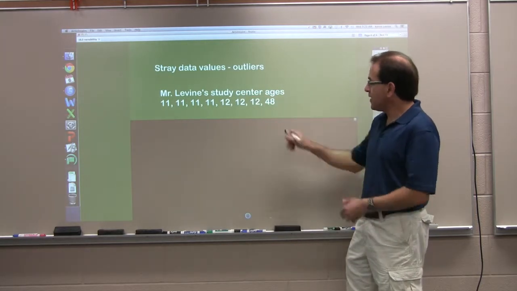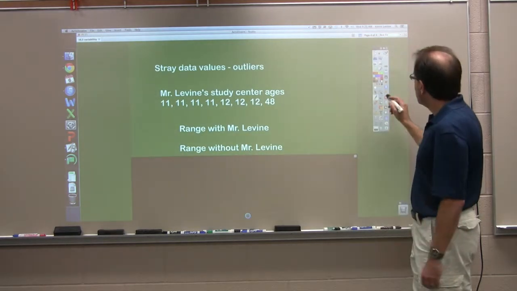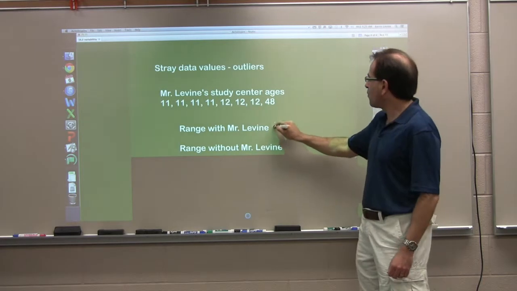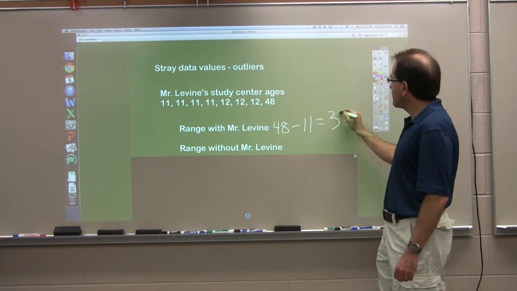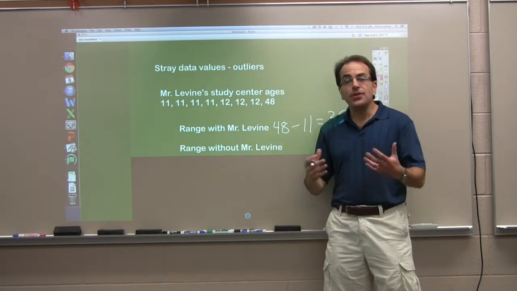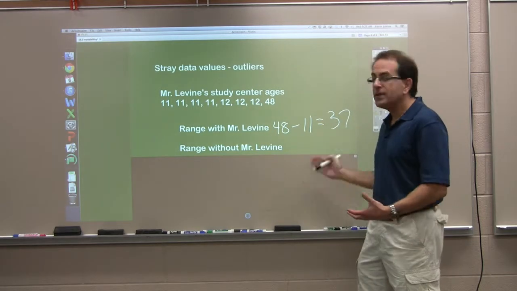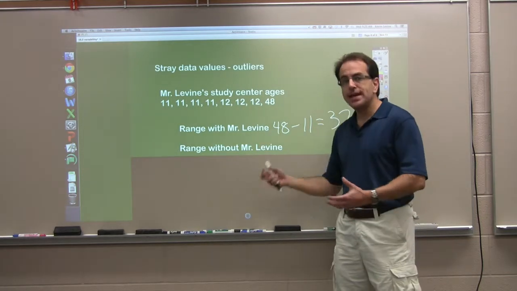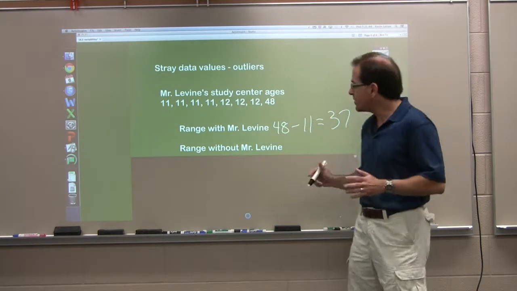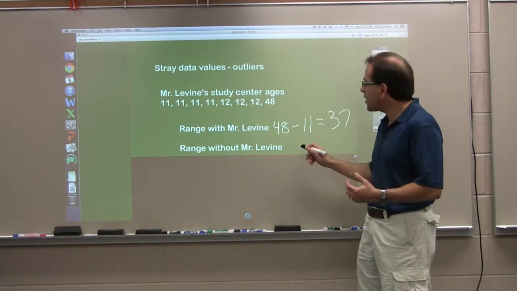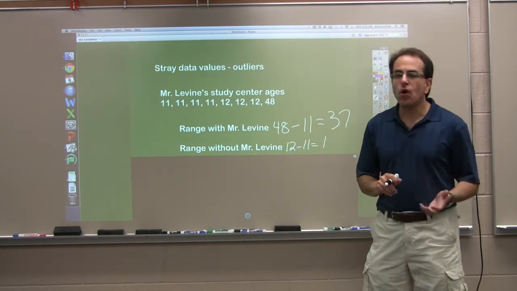Let's calculate the range with me. That would be 48 minus 11, and that's 37. Okay? You would think that's high variability in my classroom, but I'm just one person. If we take that outlier out that's not a fair representation of the data, that could throw things off, really what we're talking about is a range of 1 year.